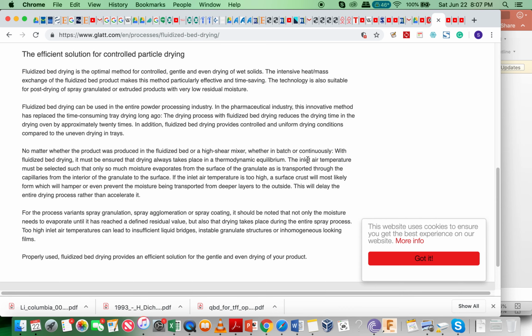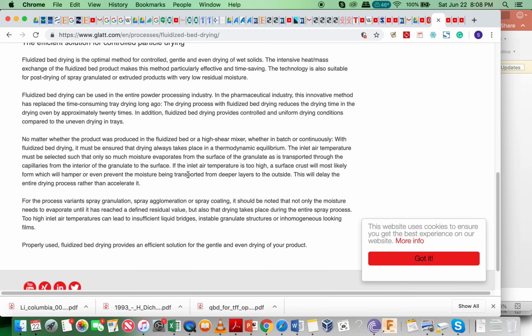Whether in batch or continuously with fluidized bed drying, it must be ensured that drying always takes place in a thermodynamic equilibrium. The inlet air temperature must be selected such that only so much moisture evaporates from the surface of the granulates as is transported through the capillaries from the interior of the granulate to the surface.